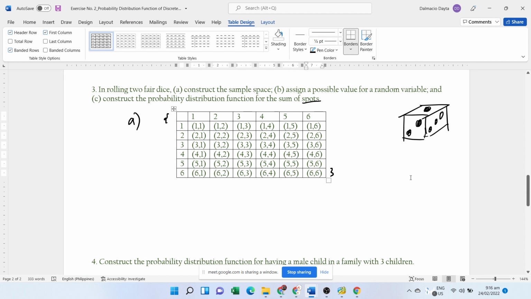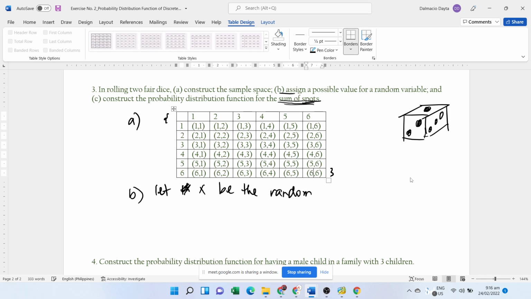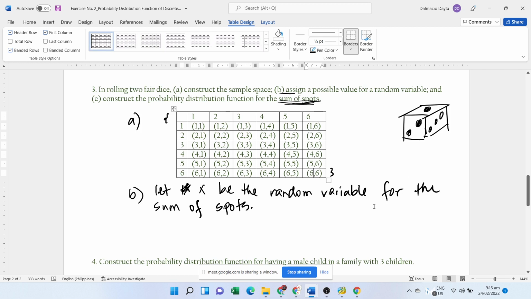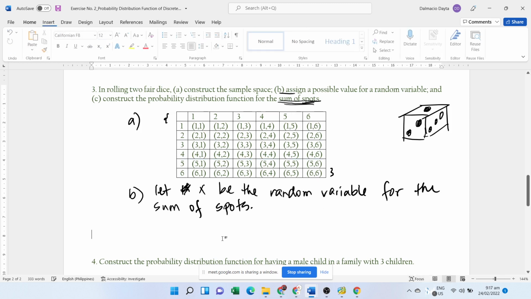Assign a possible value for the random variable. What are you going to assign? Look at letter C. Construct the probability distribution function for the sum of spots. So, ito yung random variable natin. Okay? So, letter B, let x be the random variable for the sum of spots. Sum of spots, yung pag inadd mo yung mga black spots na nasa ibabaw ng dice kapag ni-roll simultaneously.